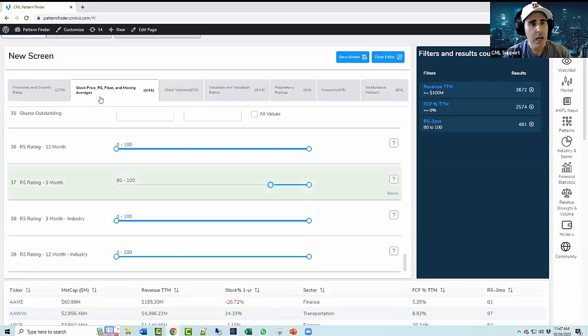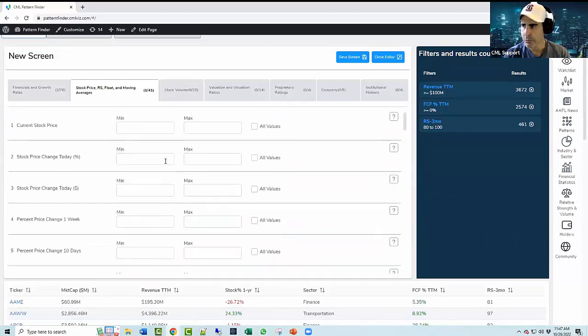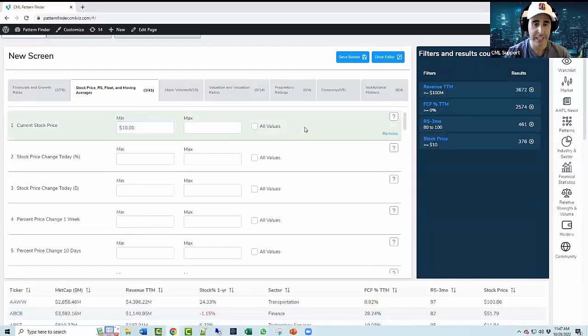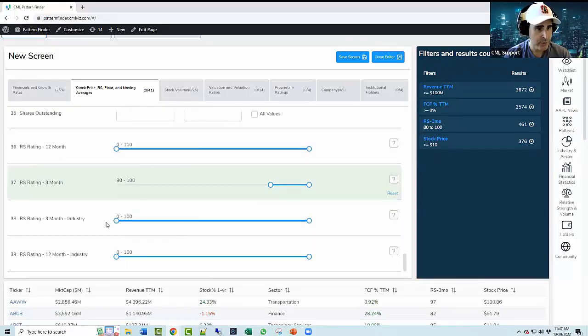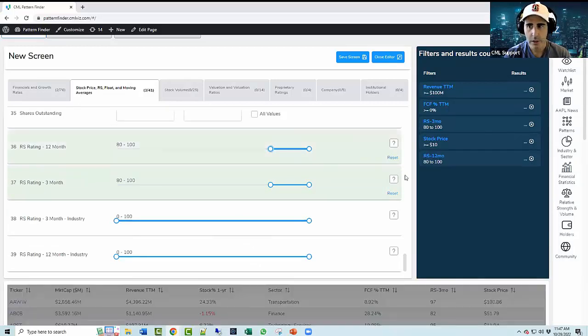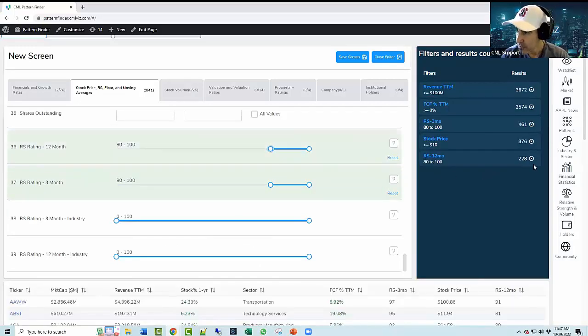All right. When it comes to stock price, actually, I forgot. I really, really, really don't look for stocks less than $10. And I know some of you specifically look for inexpensive stocks. That's fine. This is my screen. Doesn't matter. And I realized when I do relative strength, I don't just want 3 months. I want the last year as well. Okay, we're down to 228 companies.